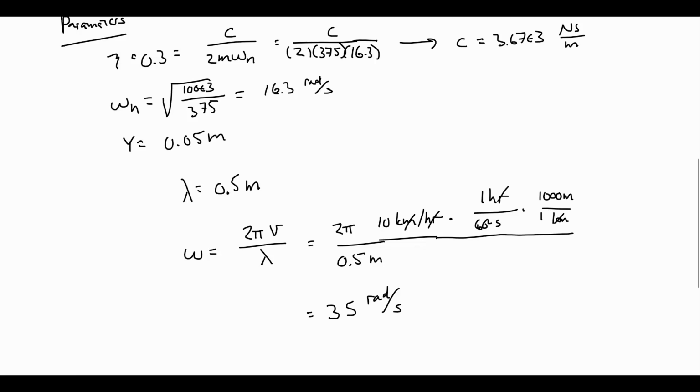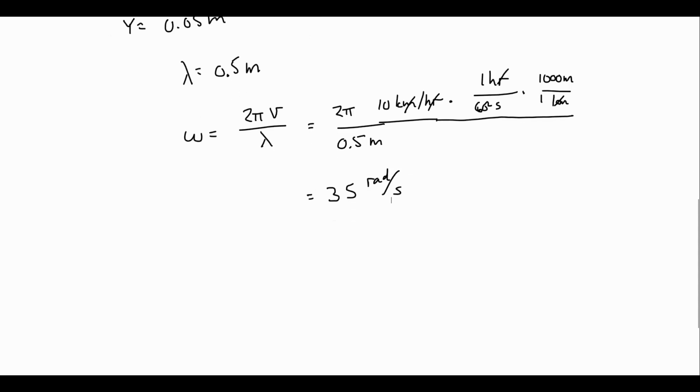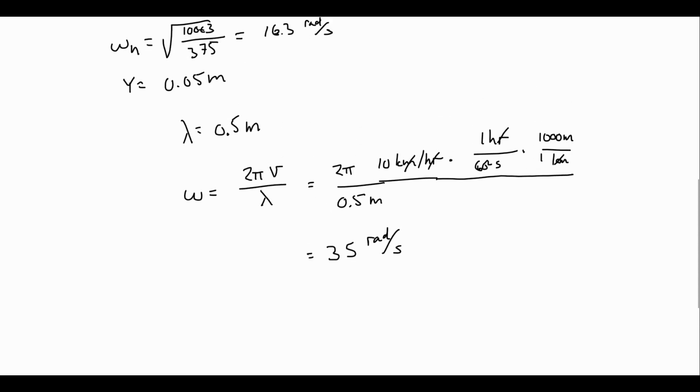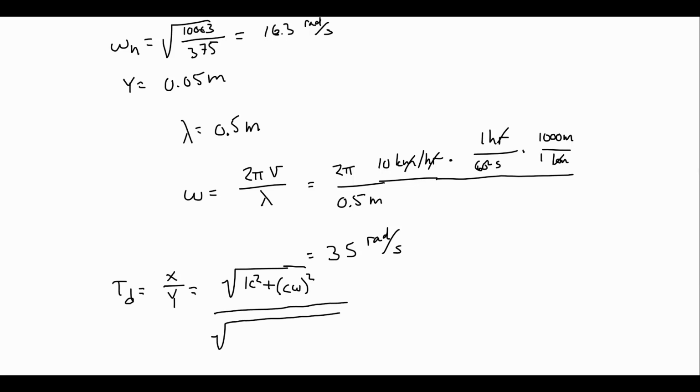Using this information, the capital Y and the omega, we can calculate the transmissibility. First, I'll do that. That's our X over Y. So from these slides, we know that this is going to be the square root of k squared plus (c omega) squared, over the square root of (k minus omega squared m) quantity squared, plus (c omega) squared.